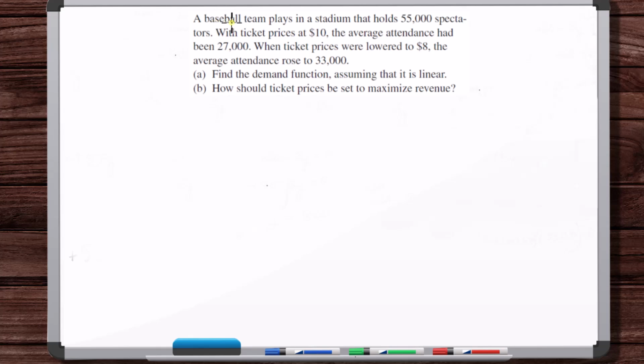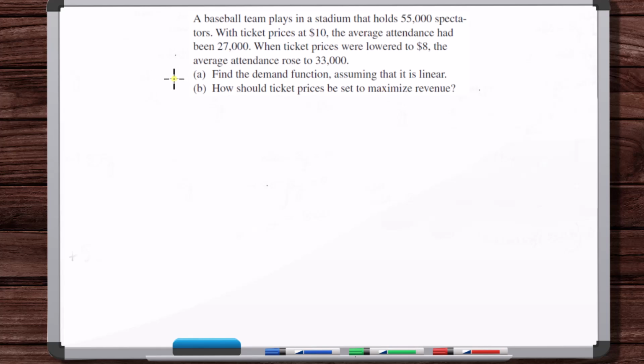All right, a baseball team plays in a stadium that holds 55,000 spectators. With ticket prices at $10, the average attendance had been 27,000. When ticket prices were lowered to $8, the average attendance rose to 33,000. Find the demand function assuming that it is linear. And then how should ticket prices be set to maximize revenue?